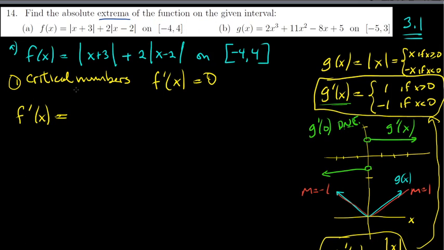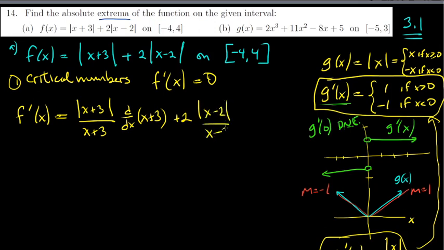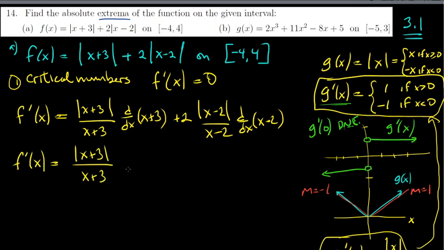divided by x plus 3. Now, technically, there's a chain rule here. We have to multiply by the derivative of x plus 3, but that's just 1. Same thing here: 2 times absolute value of x minus 2 divided by x minus 2. And then the chain rule says we multiply by the derivative of x minus 2, but that's also 1. So this derivative is just absolute value of x plus 3 over x plus 3, and then plus 2 times, I'll leave the 2 in the numerator, absolute value of x minus 2 over x minus 2.